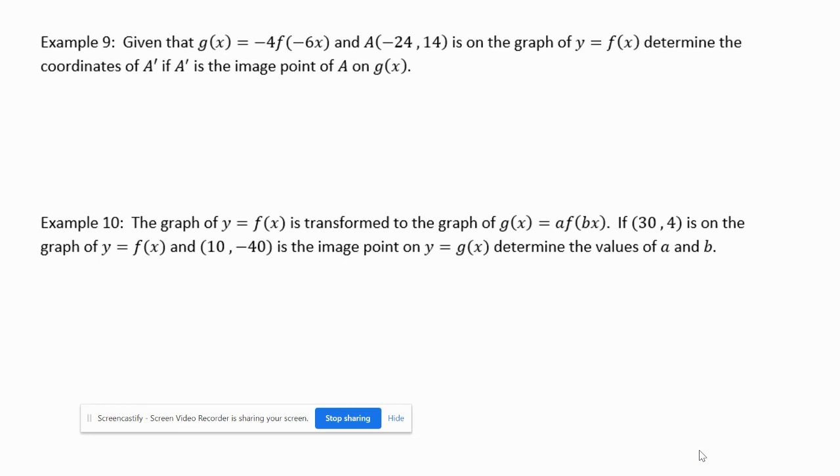Okay, so given that g of x equals -4 f of -6x, and (-24, 14) is on the graph of y equals f of x, determine the coordinates of A prime if A prime is the image point of A on g of x. Okay, so what's our mapping notation doing here? (x, y) goes to this. The reciprocal of 6 is 1/6. Therefore, we have -1/6 x, and we have -4y. So we're multiplying our y by this value, and our x's by the reciprocal of this value here.